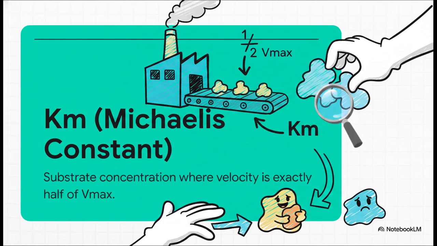A high Km, on the other hand, that means the worker is essentially wearing thick, clumsy gloves. You have to literally bury them in raw materials just to get them to work at half capacity. So the takeaway here is simple. The lower the Km, the tighter, more eager the biochemical embrace.